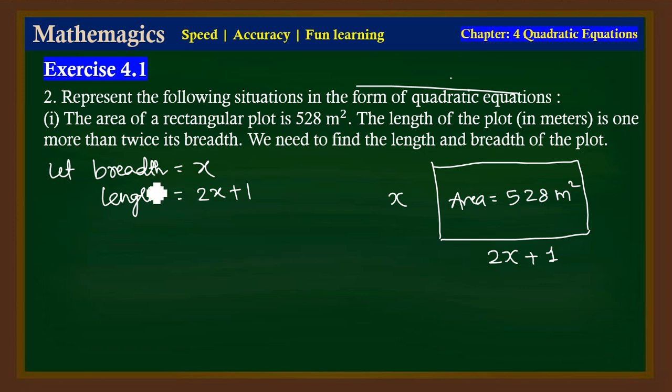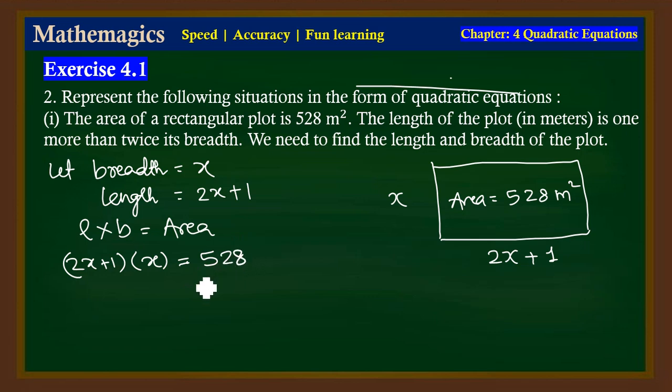So here, according to the rule, we know that length into breadth is equal to area. So here the length is equal to 2x plus 1, and the breadth is equal to x, is equal to area. That is already given, that is 528, implies that 2x into x becomes 2x square, plus x into 1 becomes x, and this number will come this side and become minus 528 is equal to 0.